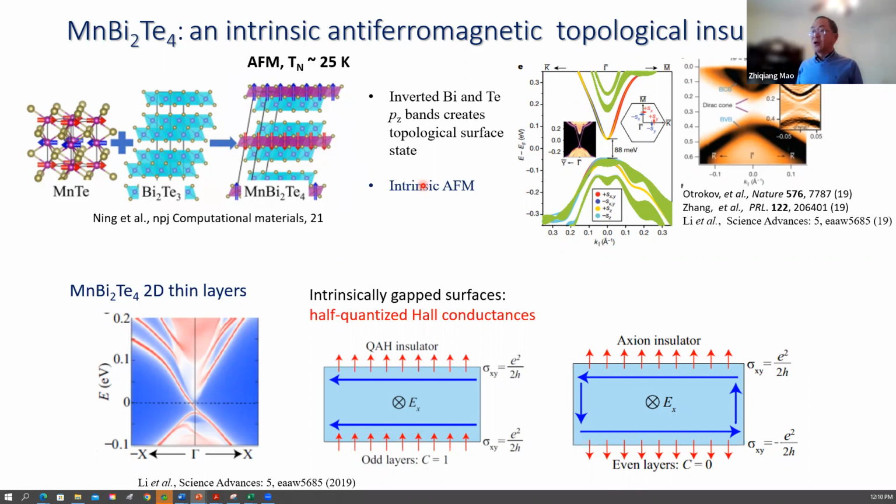So if it's reduced to an odd number of septuple layers, it can realize a quantum anomalous Hall insulator as shown here. In this state, both the top and the bottom surface can have quantized Hall conductance, and they have the same sign, so they will add up together. So you can have a quantized Hall conductivity, but in films with an even number of septuple layers, the Hall conductivity in the top and the bottom surface would have opposite sign, so they cancel out. So the Hall conductivity would be 0 now. So the Chern number would be 0 now.